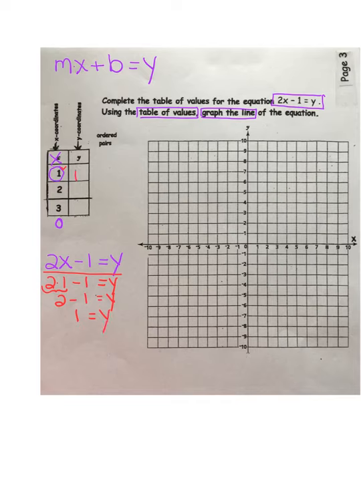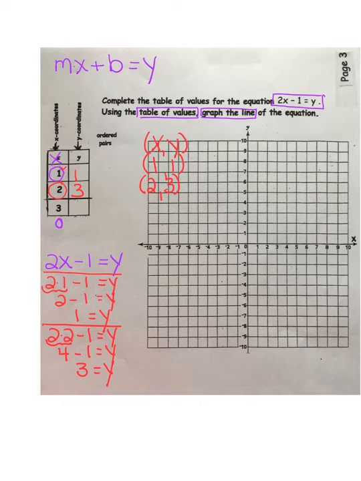So our first ordered pair, and we can record that right here, is 1, 1. Let's do another one. Let's take the same equation and substitute a 2 in for x. 2 times 2, take away 1, equals y. Well, 2 times 2 is 4. But we need to take away 1. We get a y value of 3. We write that in the table, and we know we have to plot 2, 3.